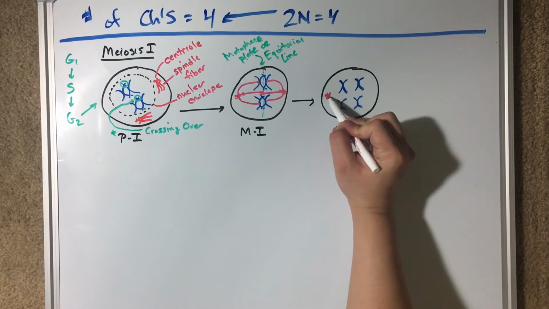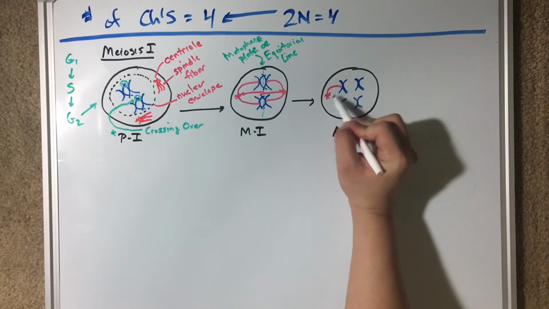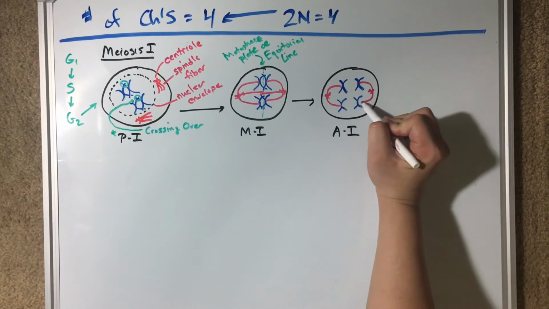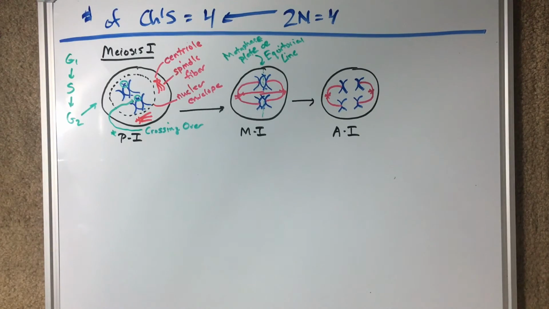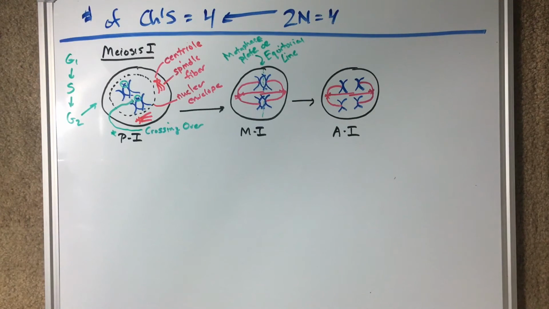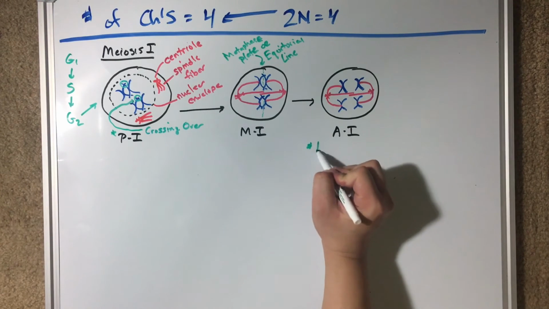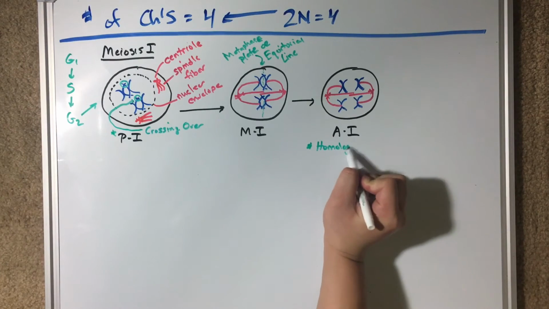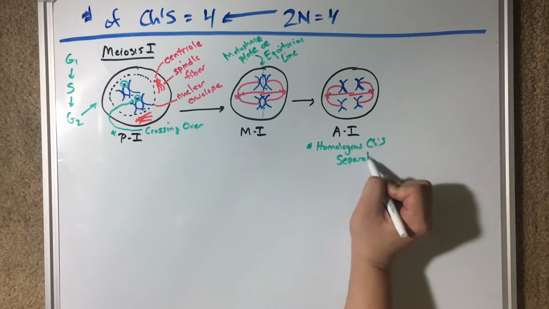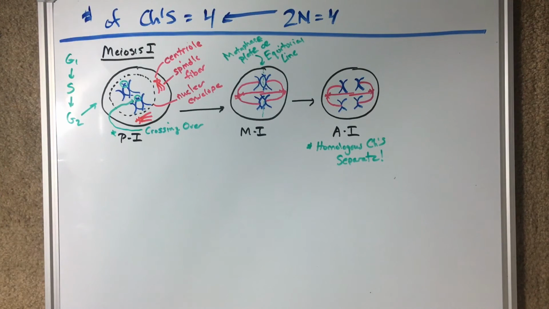So we have here our centrioles. The spindle fibers are coming out, touching the centromeres of each of the homologous chromosomes, and they're being dragged across to opposite poles. I would definitely want to write that in my notes. Homologous chromosomes separate. I would definitely write that in my notes.